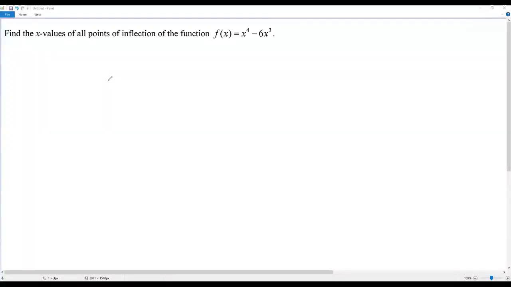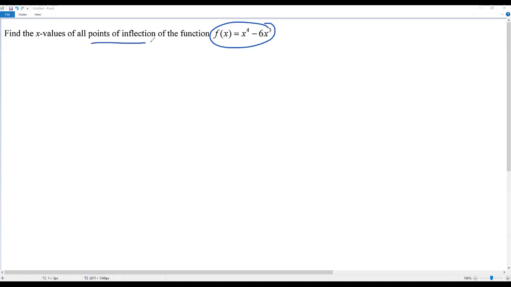Here we have an AP Calculus AB problem. Okay, let's go with the information. Find the x values of all points of inflection of the function f of x equals x to the fourth power minus 6 times x to the third power. So according to the question, for this function, we have to find the x values of all points of inflection.